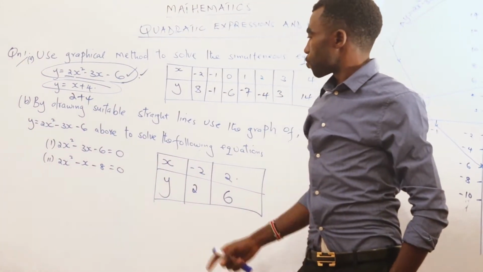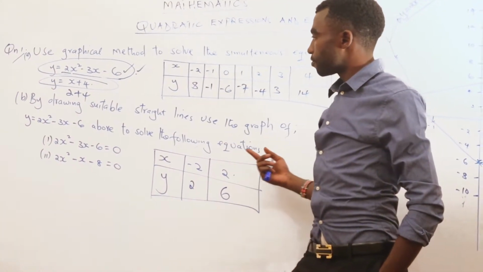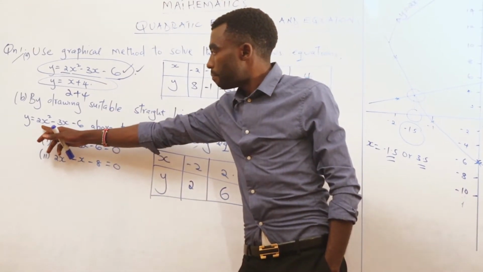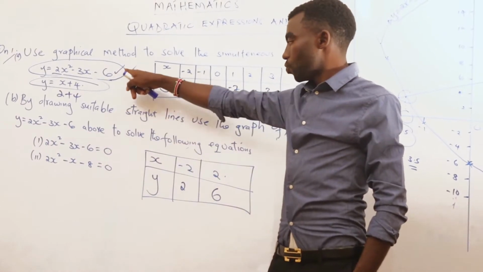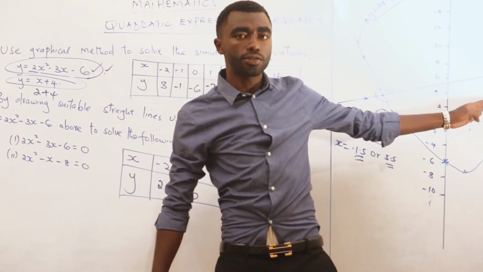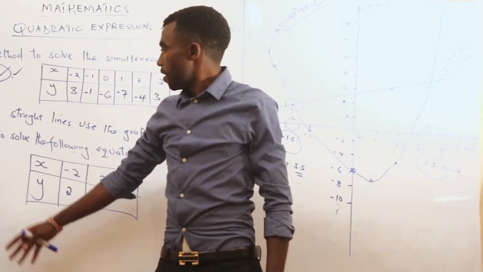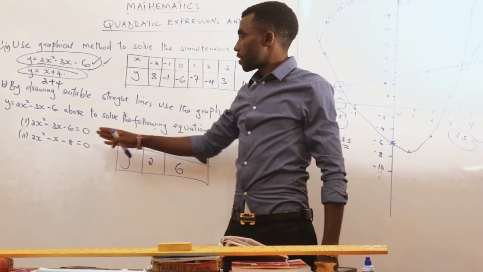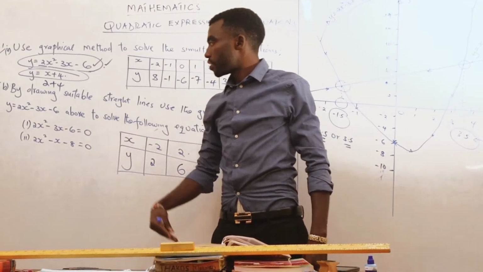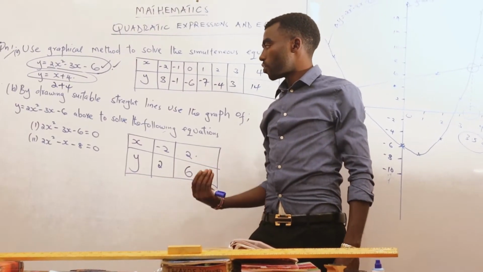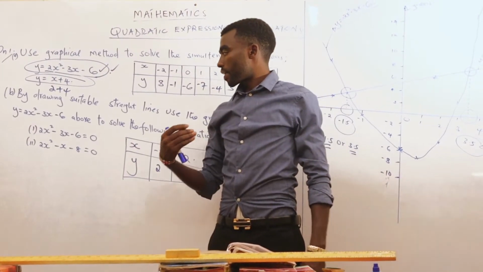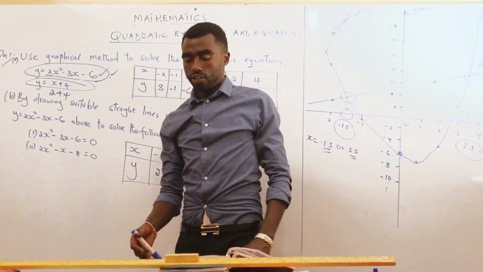By drawing suitable straight lines, use this graph of y equals 2x squared minus 3x minus 6 above, which is here, students. This is what we use to solve the following equations. The first equation is 2x squared minus 3x minus 6 equals 0. Then Roman 2: 2x squared minus x minus 8 is equal to 0.